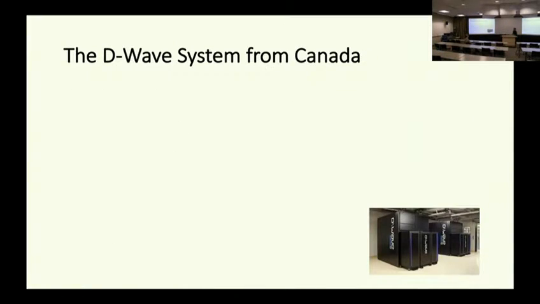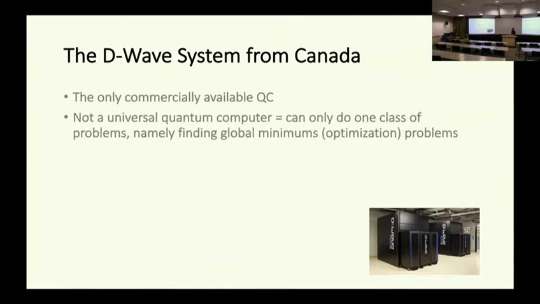There's also this system called D-Wave from Canada. And they are selling this. They have been selling these machines for quite a while, actually. Cost a lot of money.